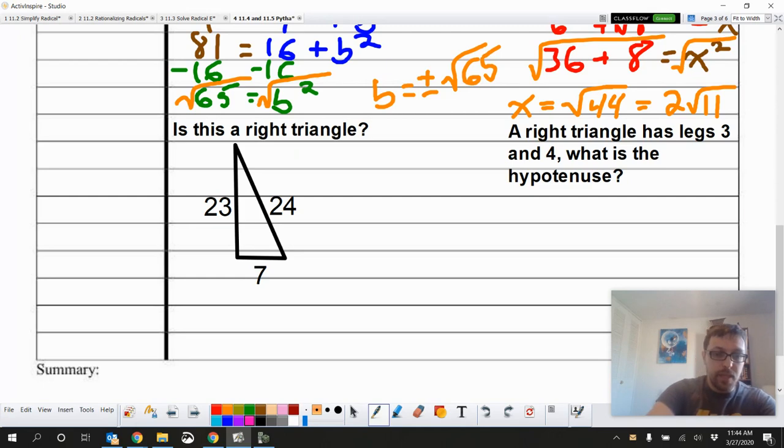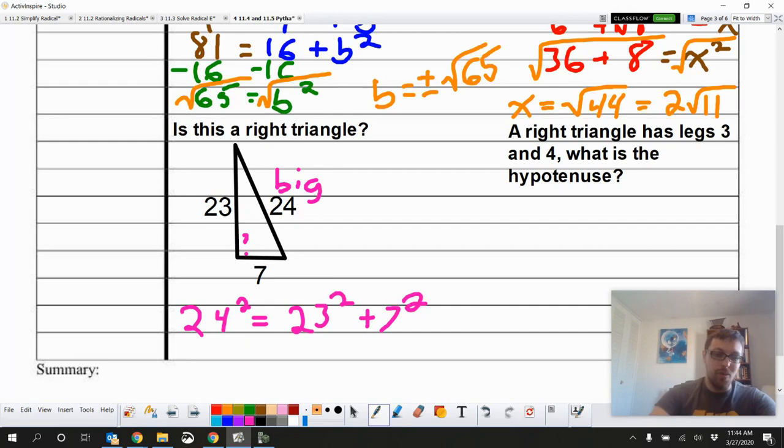So let's see. 24 is our biggest. Since that one's our biggest, we want to put that one in the hypotenuse spot. We don't know if it's a hypotenuse because we don't know if we have 90 degrees because we don't have an angle mark there. Sure looks like 90, but it could be off by a little bit. We're going to square the other two and add them together.